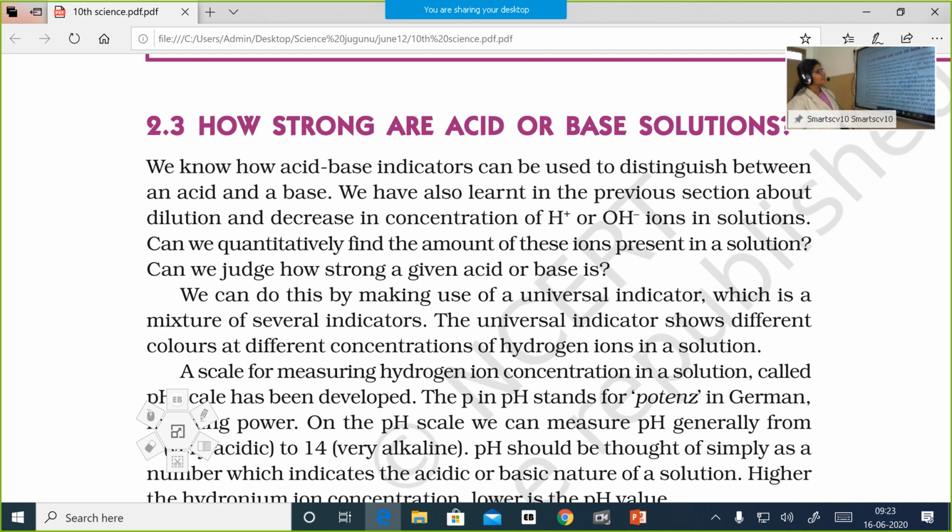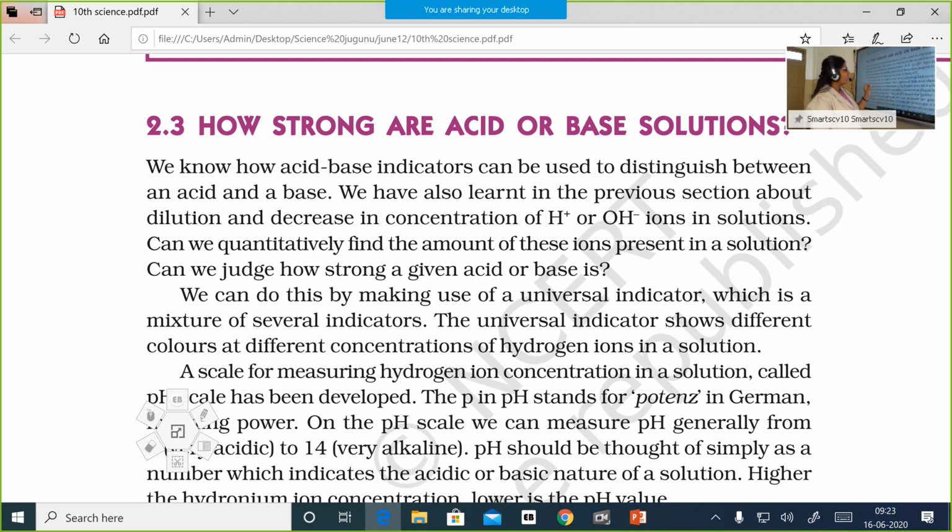We know how acid-base indicators can be used to distinguish between an acid and a base. So what is the only purpose of the normal indicators? It helps us to distinguish between an acid and a base. We also have learned in the previous section about dilution. What is dilution? The process in which the amount of H plus ions or OH minus ions decreases. Now what is concentrating? It's a process in which H plus ions and OH minus ions increase. Can we quantitatively find the amount of these ions present in a solution? That is, is it possible finding the amount of H plus ions, otherwise the amount of OH minus ions? It's possible, right? With the help of what? pH paper, otherwise with the help of universal indicator.